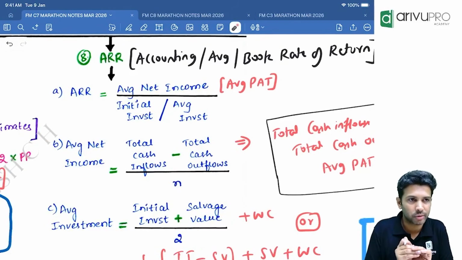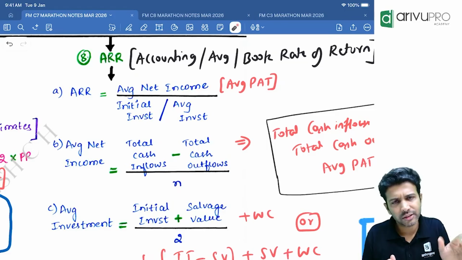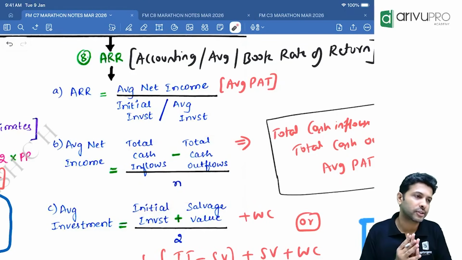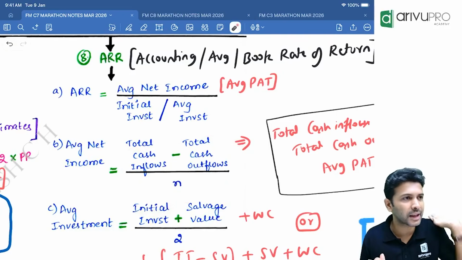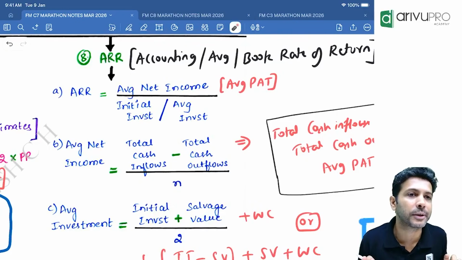This is a substitute. This is not the actual way to find PAT. This is a substitute way just to work out the problem. This is another way through which they can ask. These are the two ways ARR adjustment can be asked. Otherwise, ARR is a pretty straightforward adjustment.